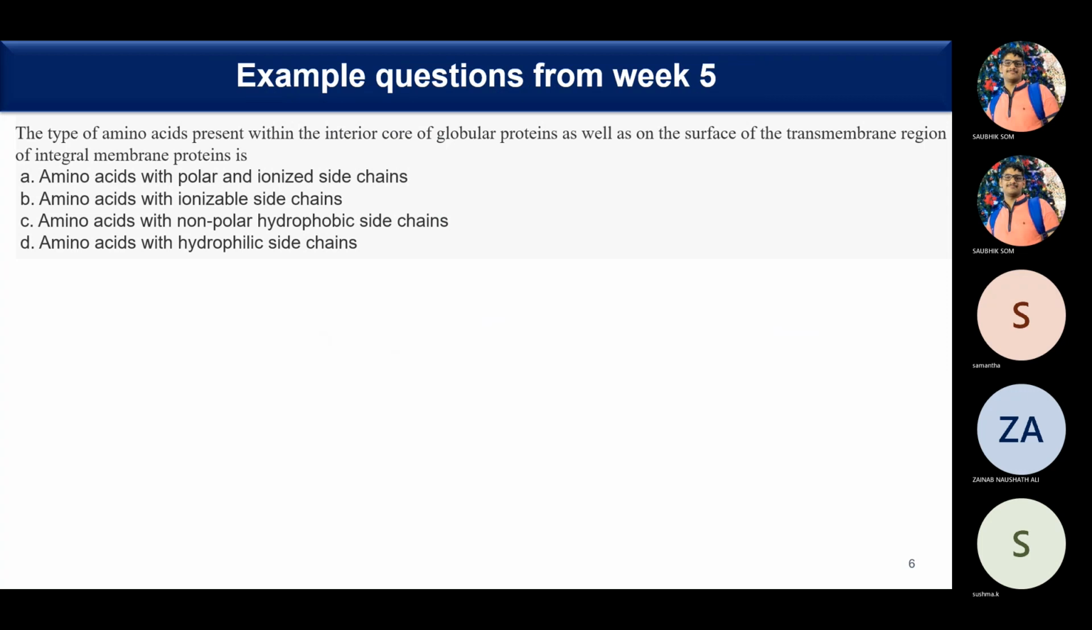So the amino acids present in the interior core of a globular protein, what are they? This is a very interesting concept. Give me one second, I'll just put my laptop down. So again, this is a conceptual question. You won't have to remember this kind of question. Just think of a globular protein.